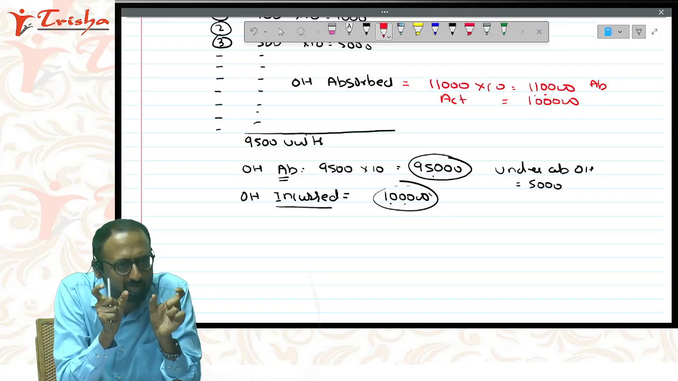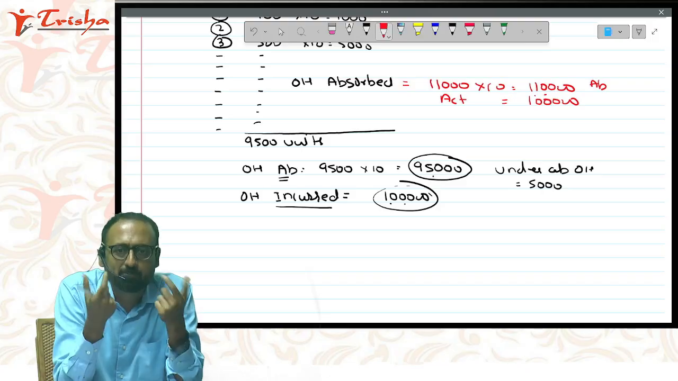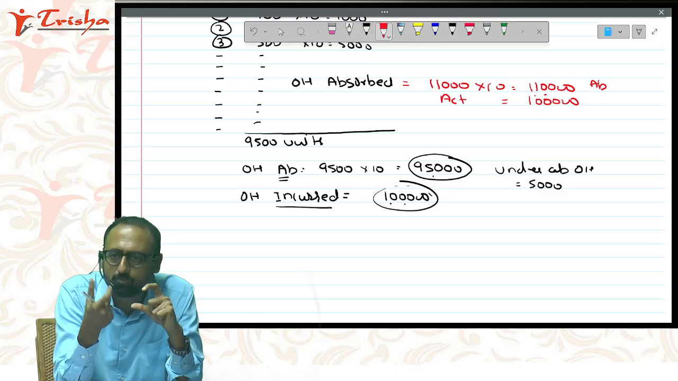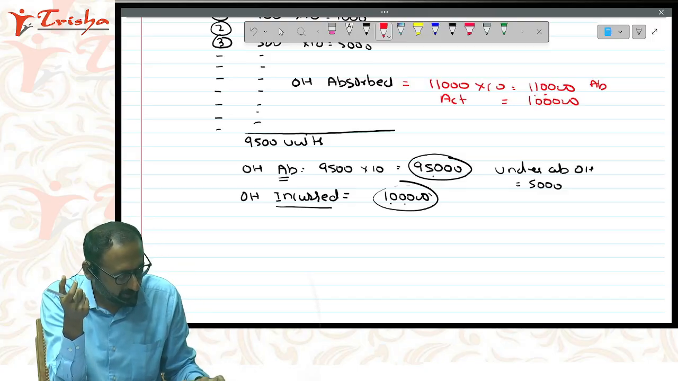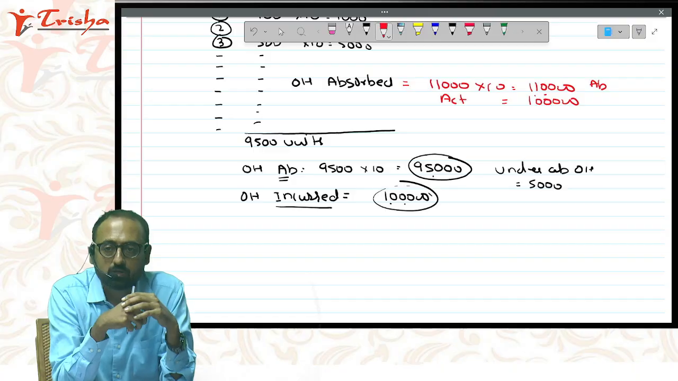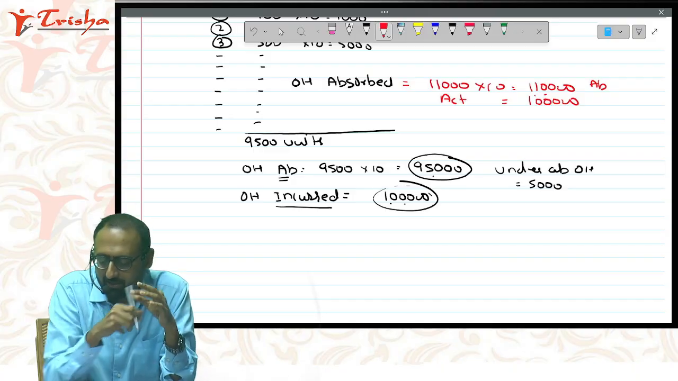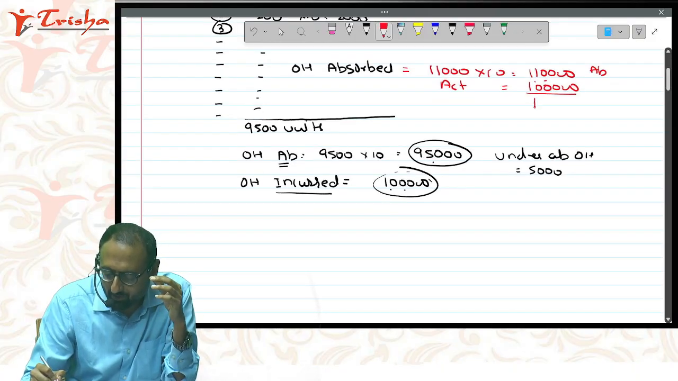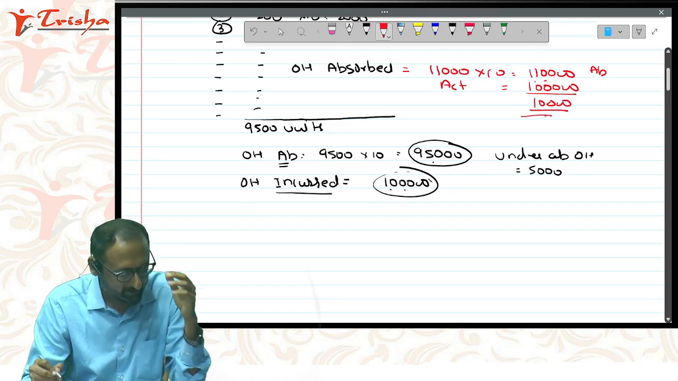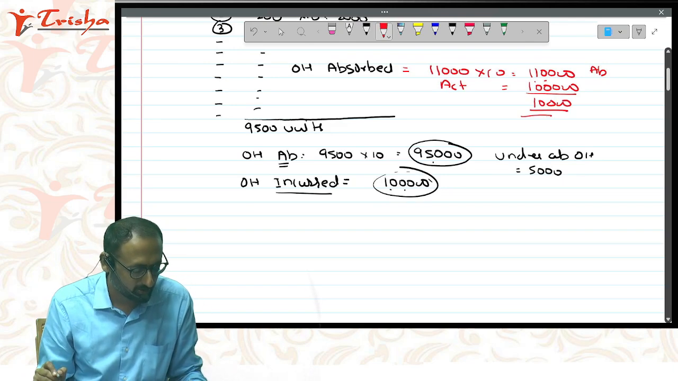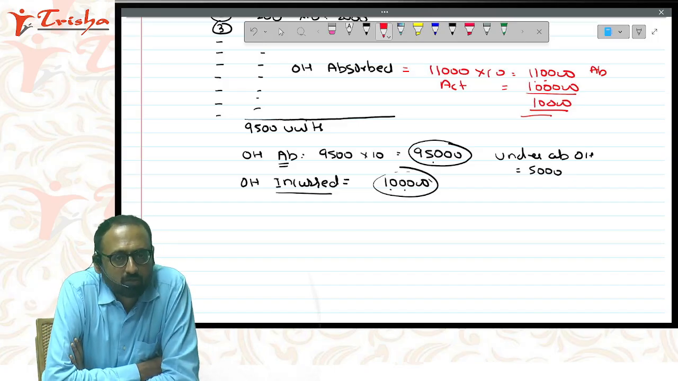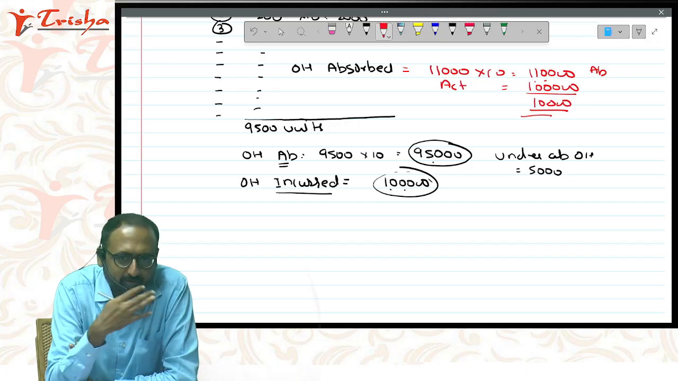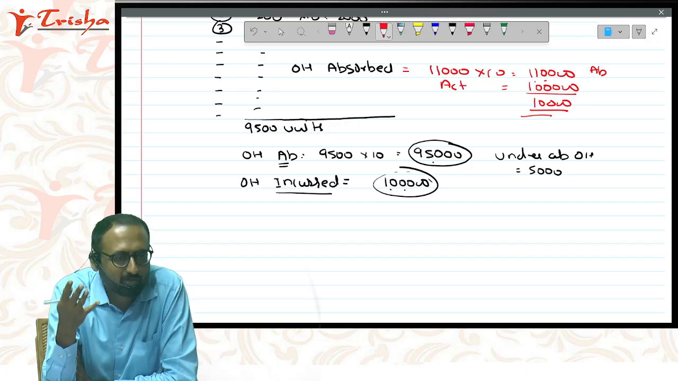I told you to focus on the wording. Over absorption. If the absorption figure is more, it is called over absorption. If the absorption figure is less, it is called under absorption. Correct, guys? So tell me, sir, is 10,000 rupees under absorption or over absorption? Fast answer, sir. Online students, I am also checking your answer. Tell me, sir. Under absorption or over absorption? Okay, over absorption. If the absorption figure is more, then it is called over absorption.